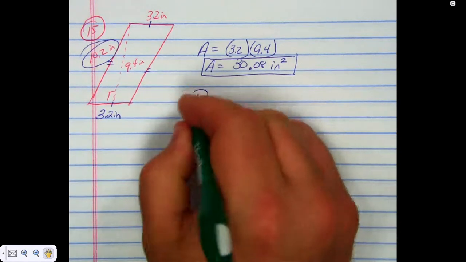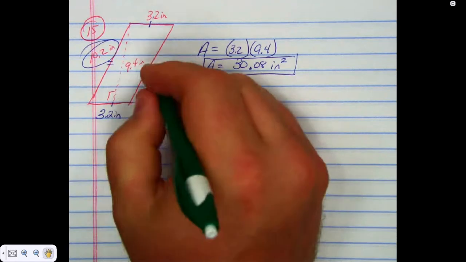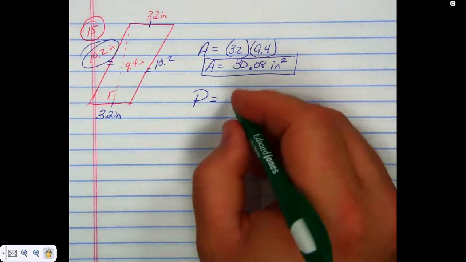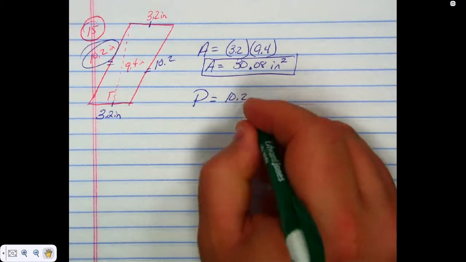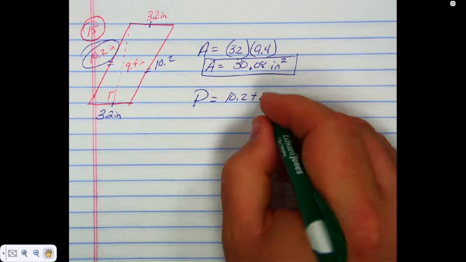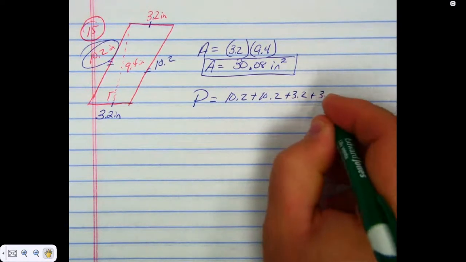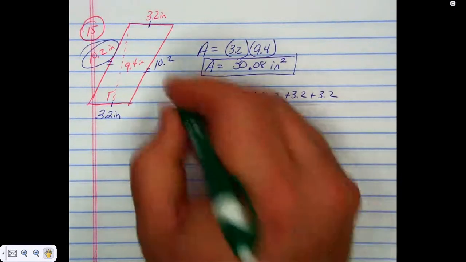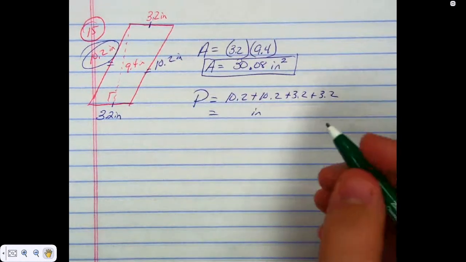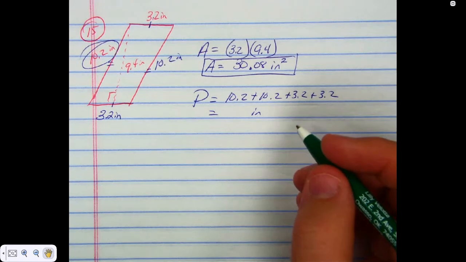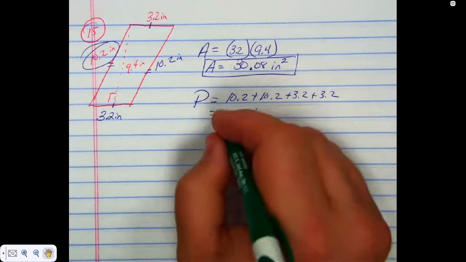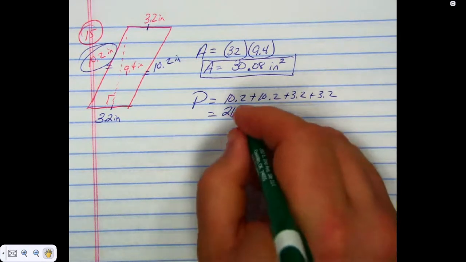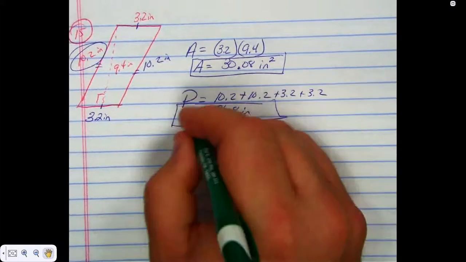What if they ask for perimeter? And they may have. What is the perimeter here? Now you need the 10.2, don't you? How would you find the perimeter? Prove to me that you know how to do it. Just quickly write it. 10.2 plus what? 10.2 plus 3.2 plus 3.2. Like I said, no way that took you that long. What is all that added together? Using your trusty calculator. 26.8 inches, right? Yes.